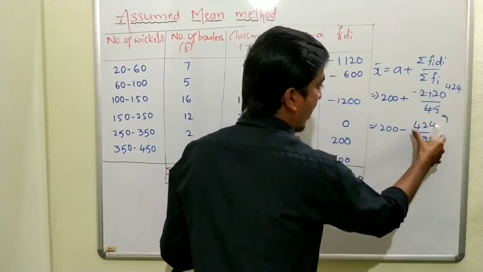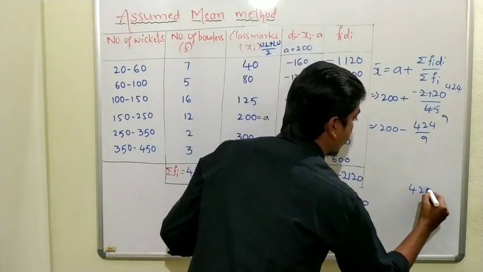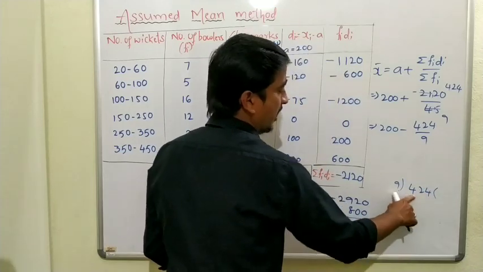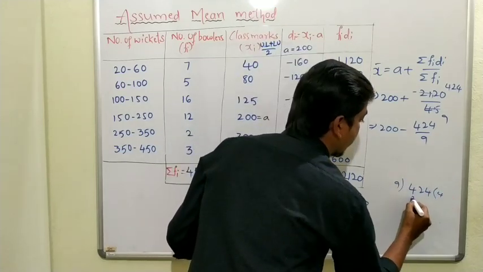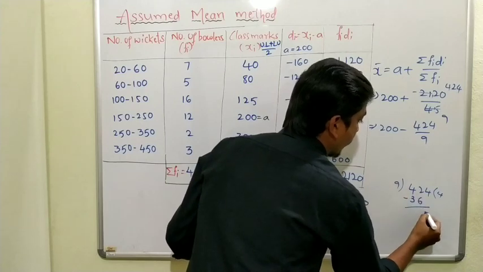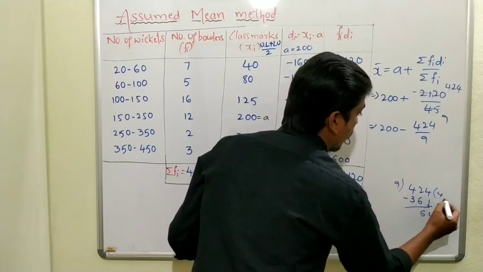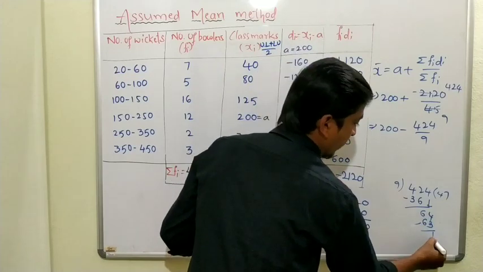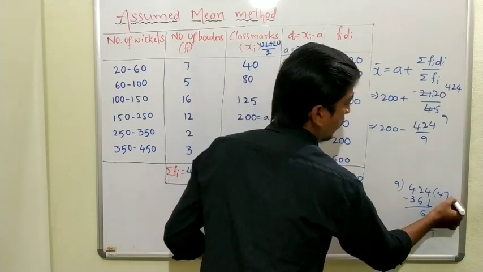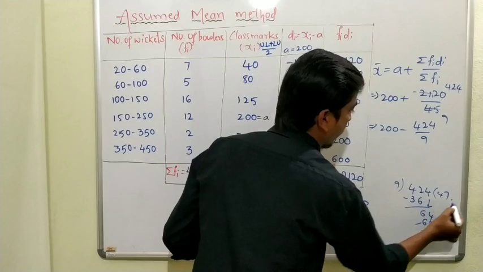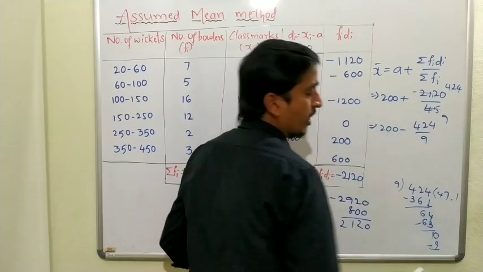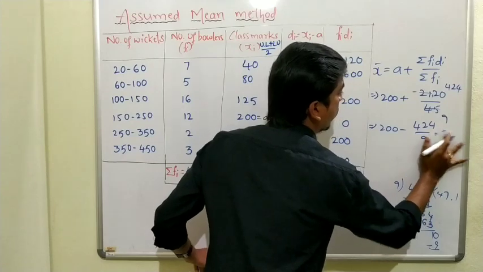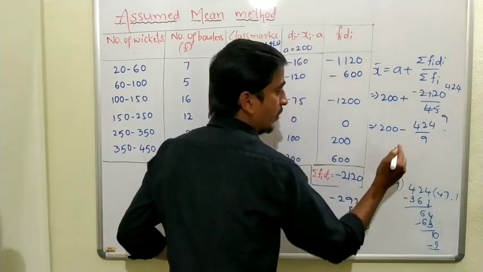Let's find the value by division. 424 divided by 9. 9 times 4 is 36, subtracting we get 64. 9 times 7 is 63, 64 minus 63 is 1. Put a point, take 0 here. 9 times 1 is 9, again remainder 1, it goes on continuously. So the value we got is 47.1.